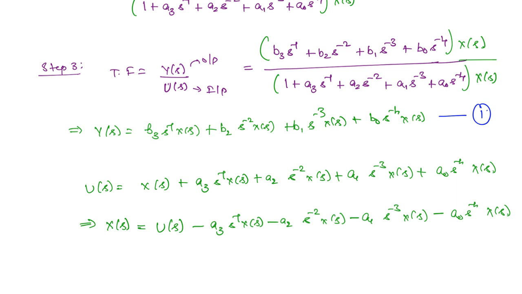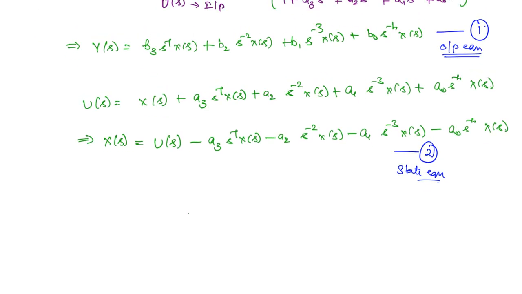So now this equation you can take as equation 2. You can see that equation 1 is the output equation, Y of s you got in terms of x of s, and equation 2 is the state equation. From here you can draw the state diagram.